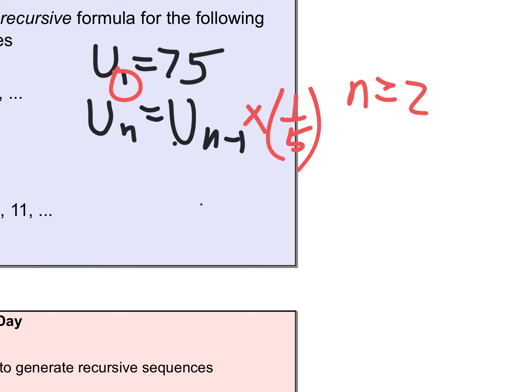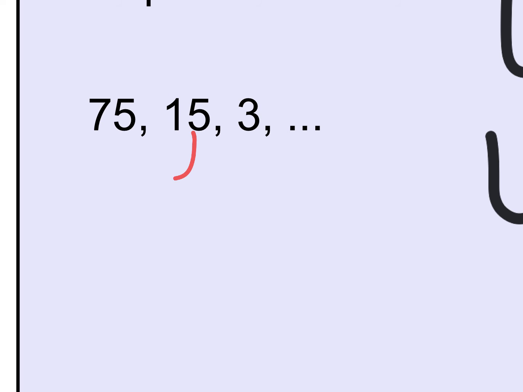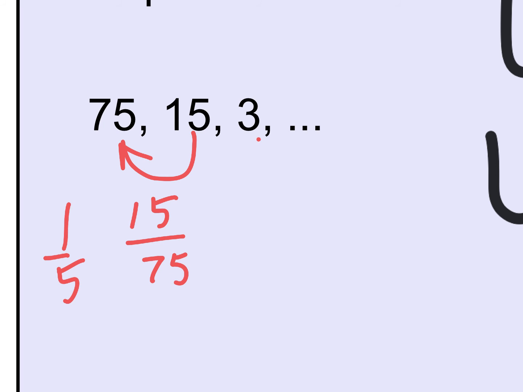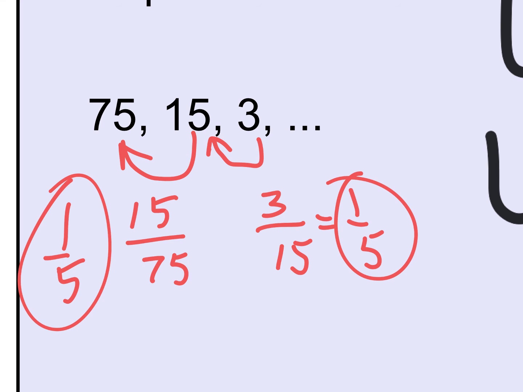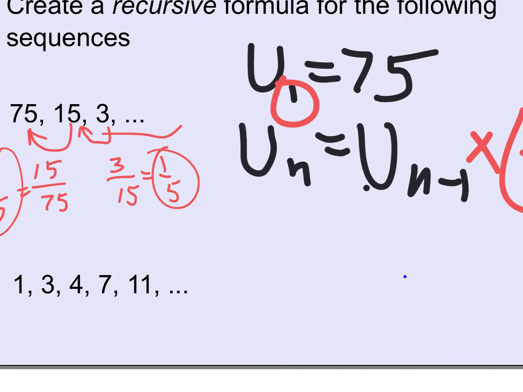Now, remember, some of you are like, I don't know how you got that times 1/5. Look, common ratio, 15 over 75. If I simplify that down, it's 1/5. 3 divided by 15. Simplify it down, it's 1/5. So the common ratio, it's 1/5. That's how I got that. Okay? That's why we times by 1/5 right there.